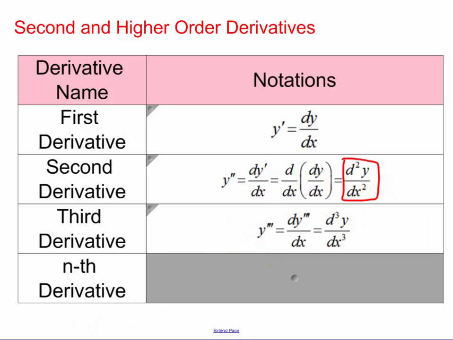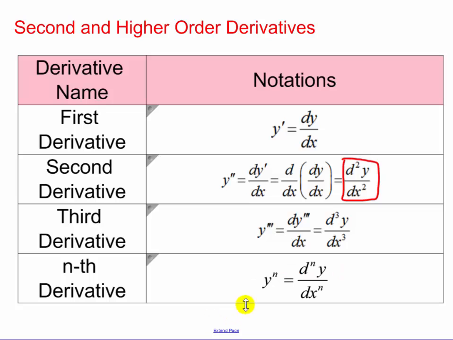Third derivative. And then the nth derivative, so like the 487th derivative, the nth derivative, you would put the number that you're trying to find the derivative of as the exponent, and then that would be our notation.